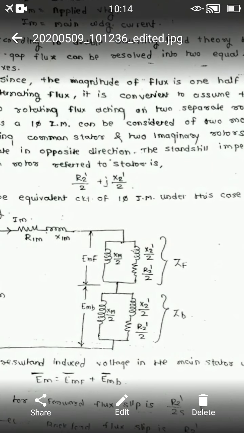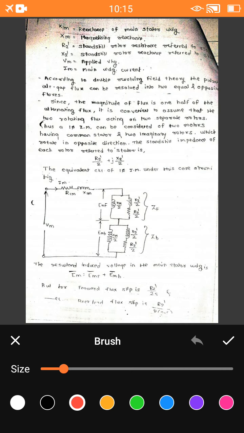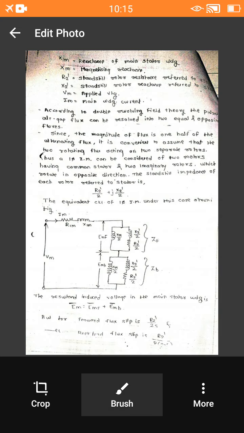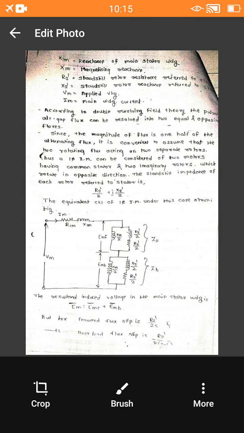So the value of rotor reactance is divided into two parts: the first part is X2 by 2, and the other part is X2 dash by 2. Similarly, the value of the resistance is R2 dash by 2 and R2 dash by 2. So it will give you the value of the impedance.